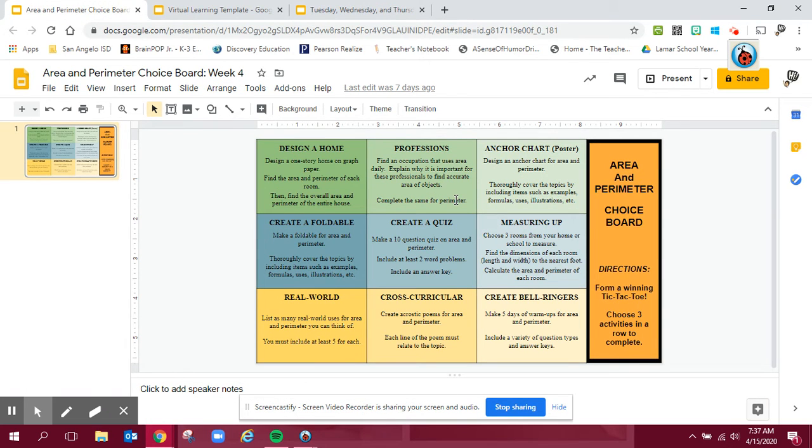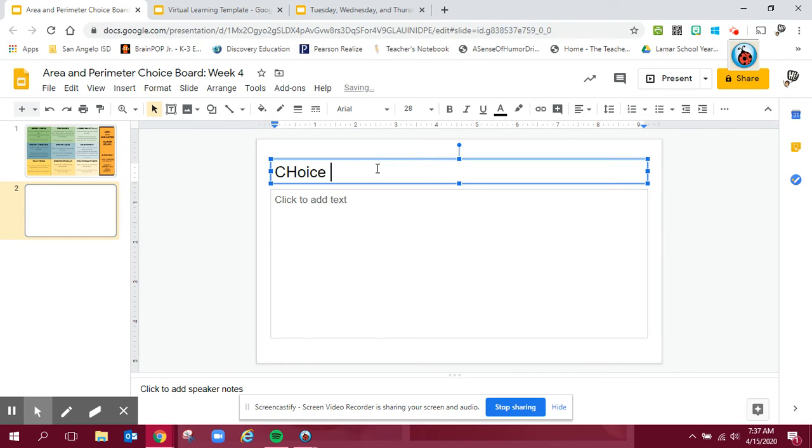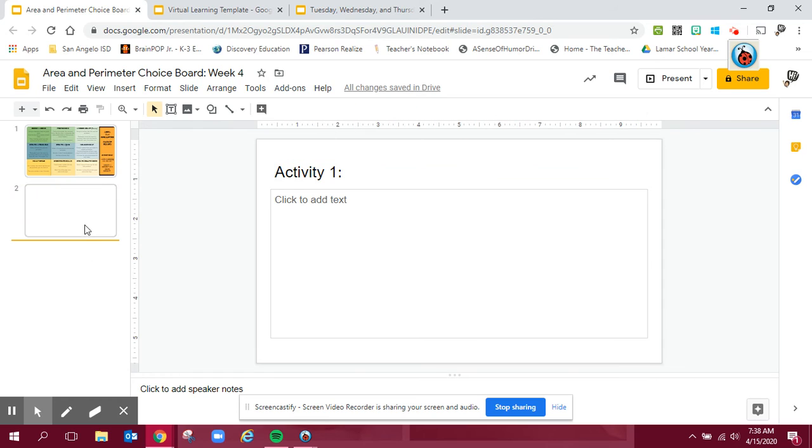Okay, this week what I'm going to do is, if you do the area perimeter choice board, you do 3 activities, you turn it in to me, and if you just want to take pictures of them and email them to me, or I'm going to go ahead and add slides here, and you can just upload them if you would like. So you can do activity 1, okay? And then you can send it to me.